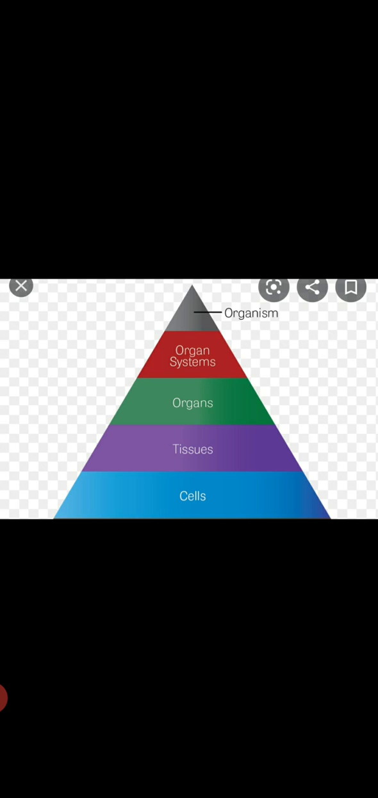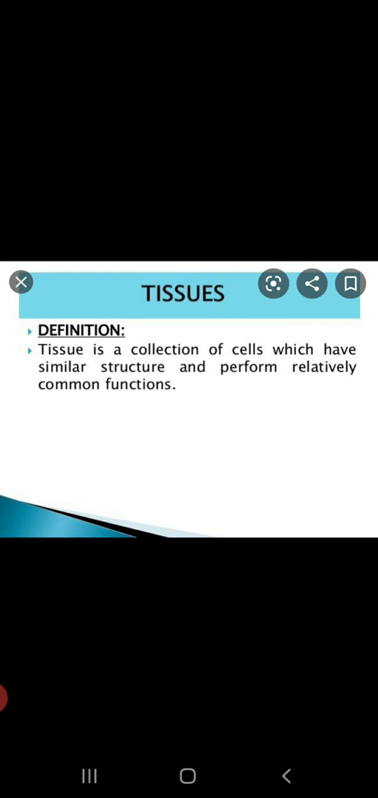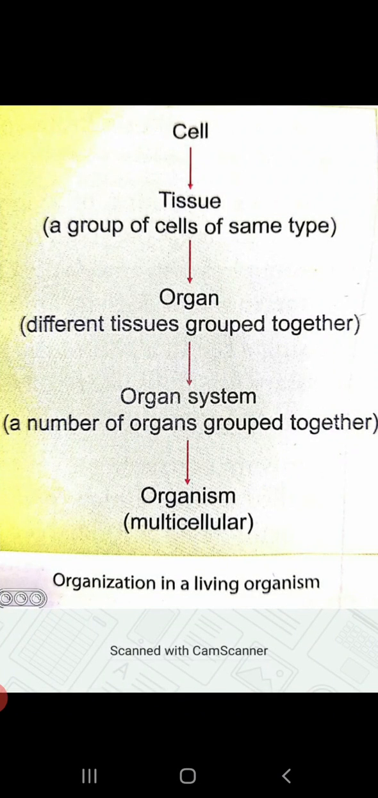Now these organ systems function together and form the organism. So this is how the organization of living organisms takes place. We can see here that a cell results in the formation of tissue, tissues develop into organs, and then the organ system, which results in the formation of an organism that has multiple cells. That's multicellular.